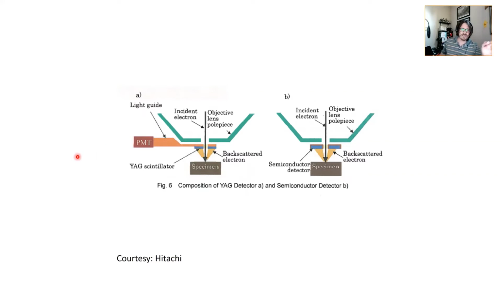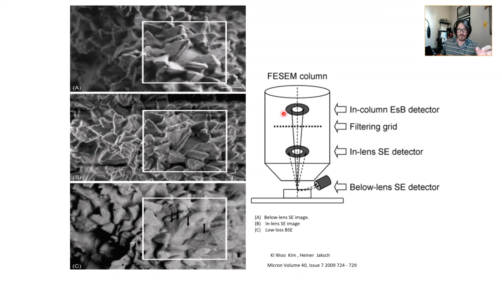Robinson backscatter detector, and that's what we have on our S4800, our field emission SEM. Back here, this is a field emission SEM, and we talked about guns in the previous lecture. So this would be the brightest gun.